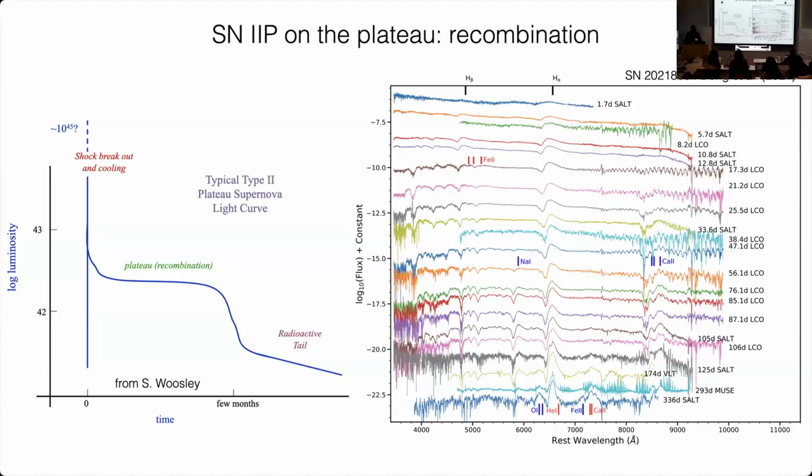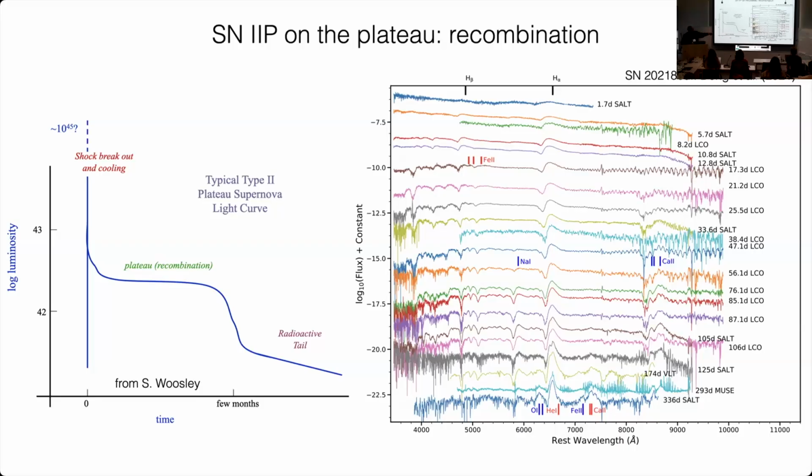Okay, so type 2s. Here we saw those beautiful type 2 light curves, again from Brian here, kind of a cartoon version of what that looks like. They stay at constant luminosity as this recombination front goes through this massive hydrogen envelope. And so what you can see is during that time, which is maybe 100 days, that here's an example, the spectrum also doesn't really change much.